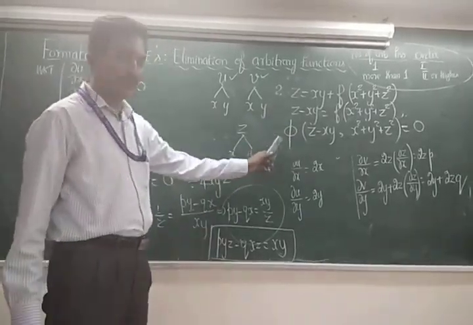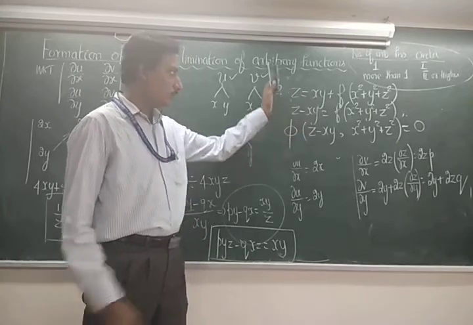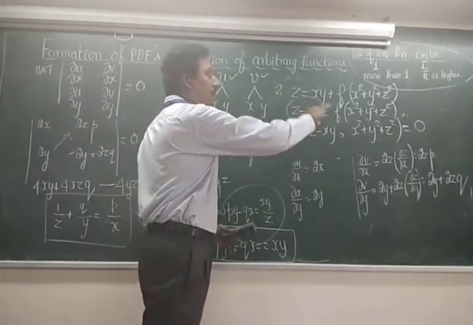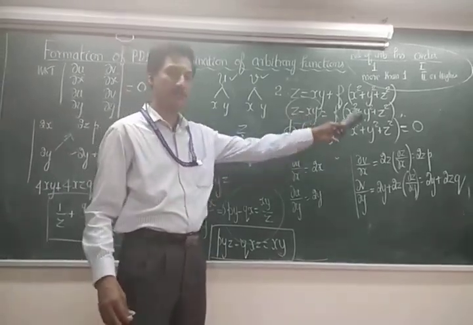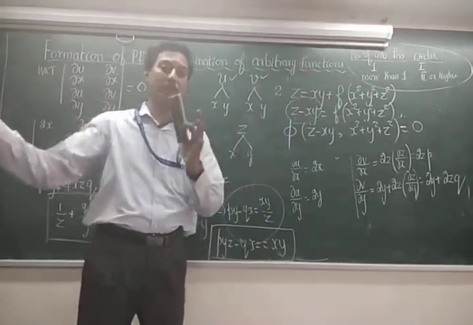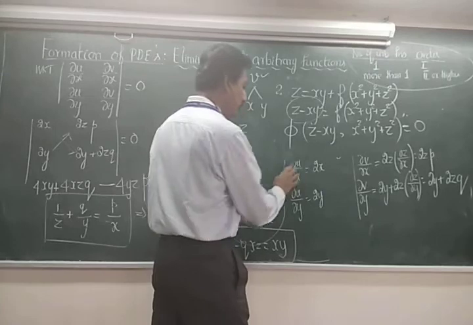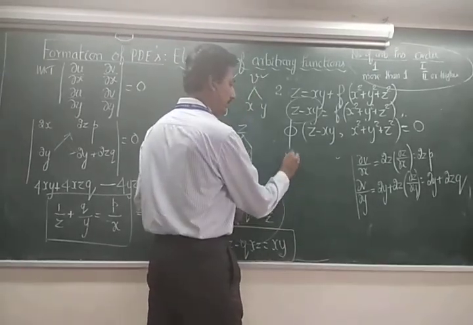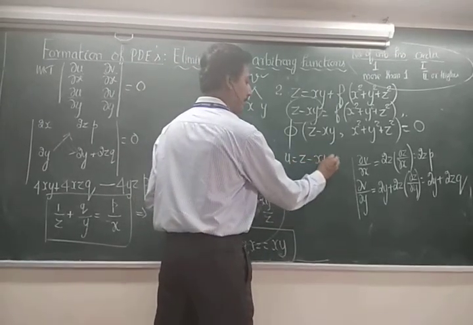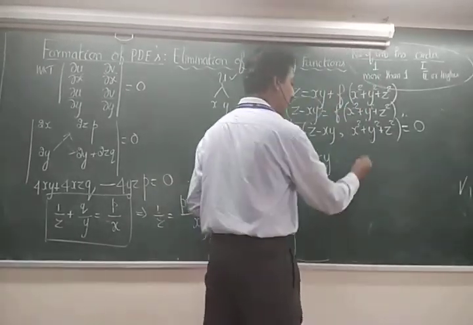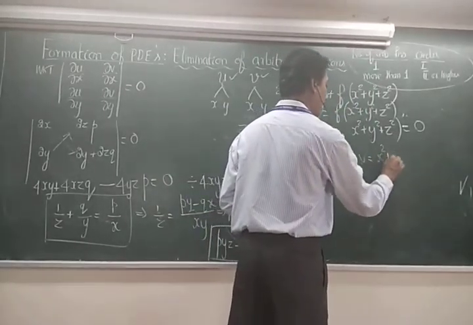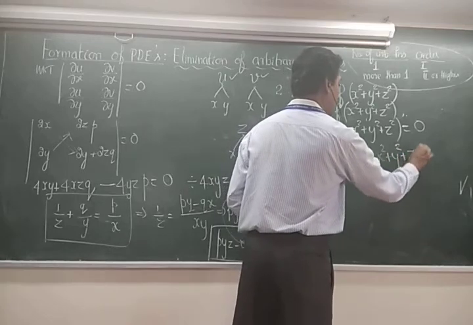So here also, z minus xy is one term and a function of x squared plus y squared plus z squared is the second term. So this is my u, this is my v. So this is a function of two terms. What about u, sir? Here u is z minus xy. What about v? v is x squared plus y squared plus z squared.